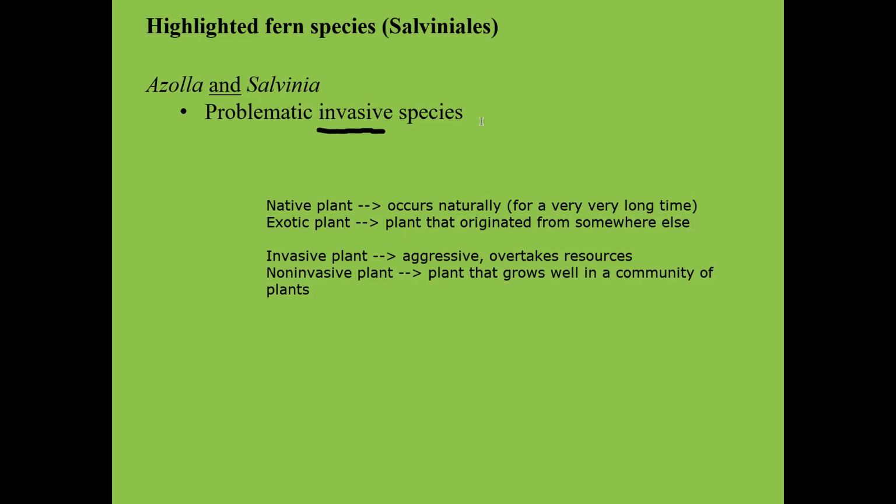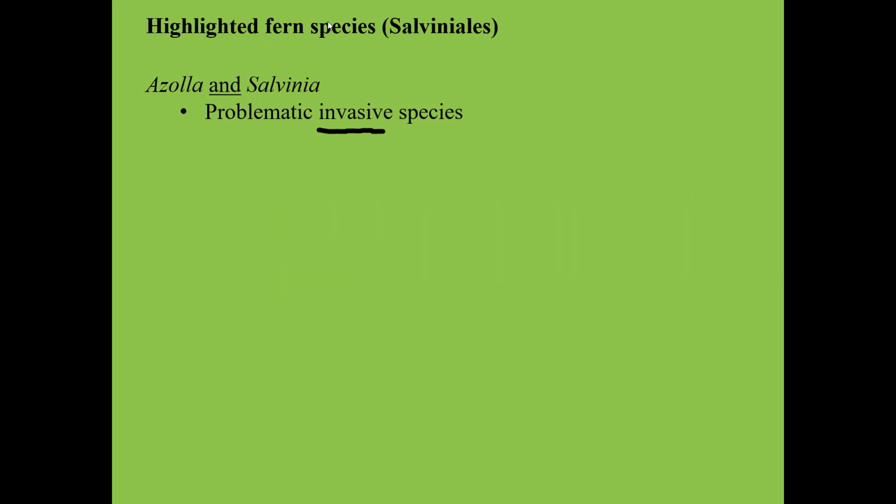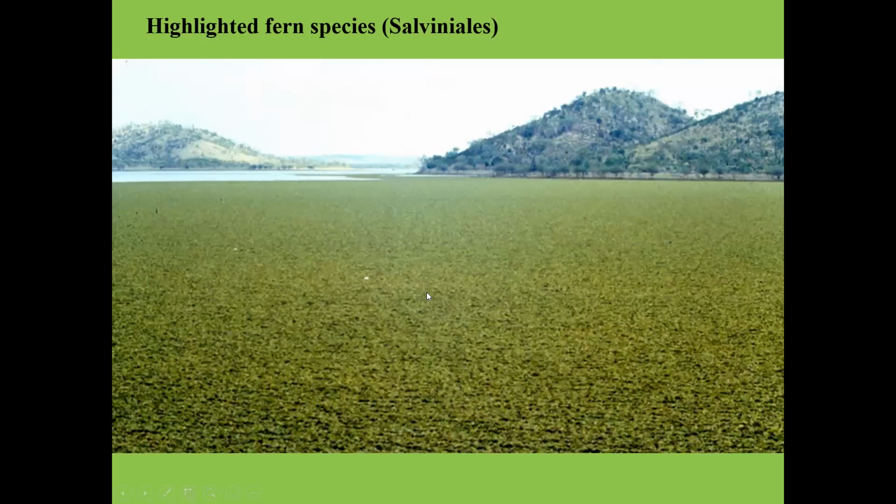both Azolla and Salvinia are problematic invasive species. Invasive species, meaning they are aggressive and overtake resources in both their native and exotic ranges, both places. What do I mean by problematic? Here is a lake. Here is a lake that is covered with probably Salvinia. It's far away, but this is bad for the lake.